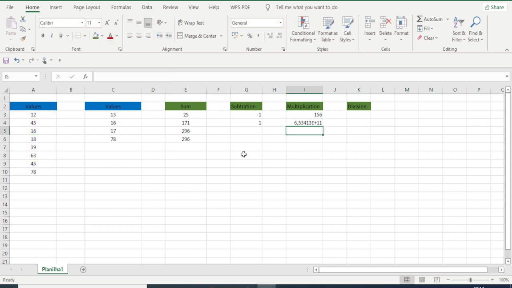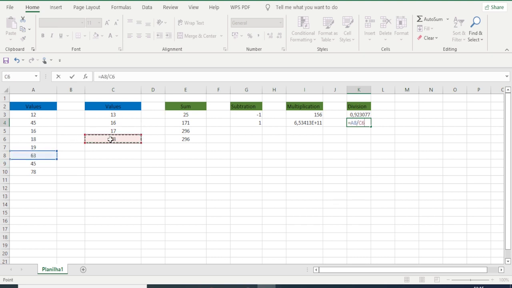Division: we use the slash symbol. Example 1: equals A3 slash C3, divides the content of cell A3 by the content of C3. Example 2: equals A8 slash C6, divides the content of cell A8 by the content of C6. We can even drag these functions and expand them.